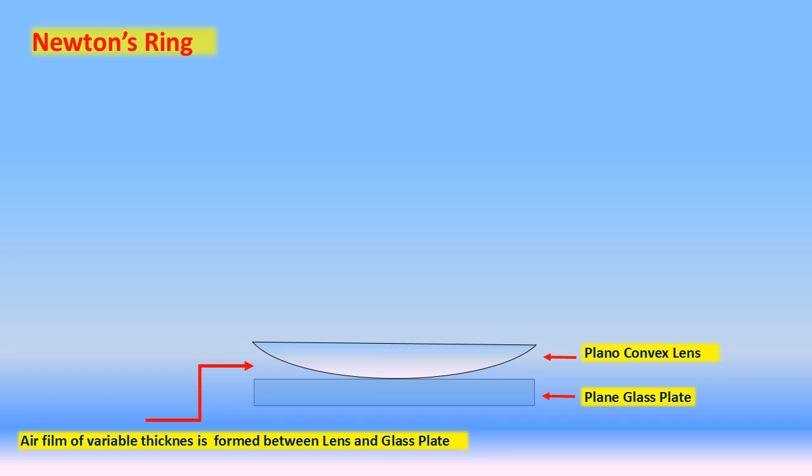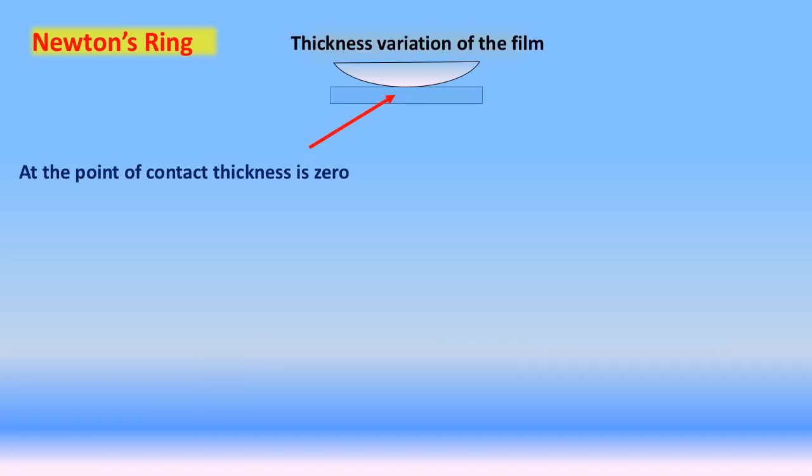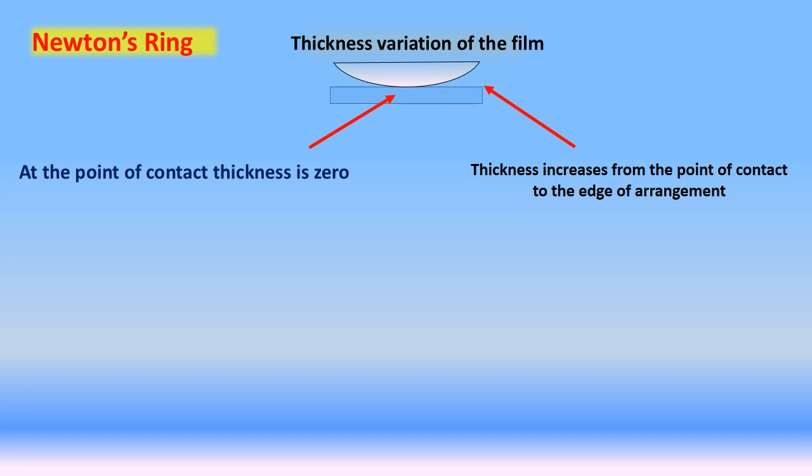A plano-convex lens of large radius of curvature is kept on top of an optically plane glass plate. Due to this arrangement, a variable size air film is formed between the lens and the glass plate. The thickness of the air film at the point of contact is equal to 0, and the thickness increases from the point of contact towards the edge of the arrangement, and thickness is the same along the circumference of a circle.